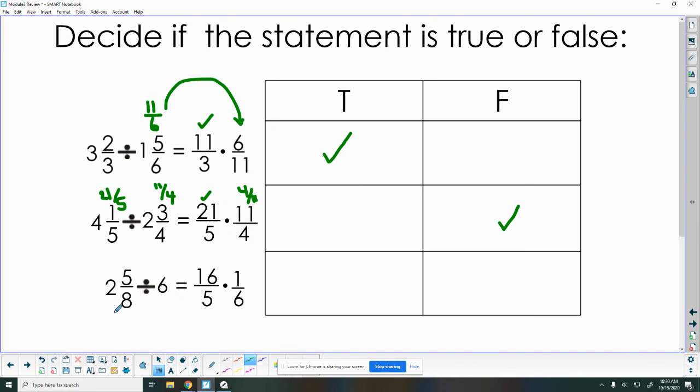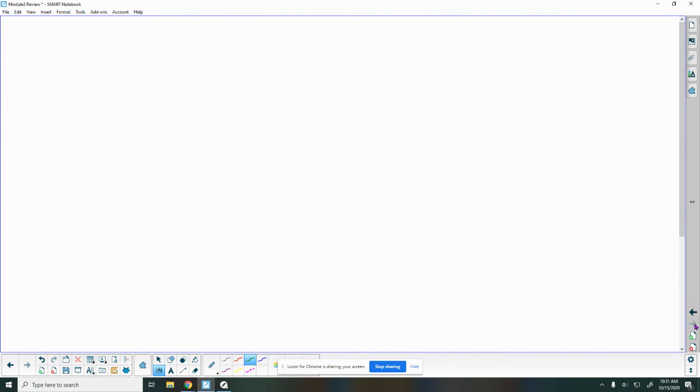Okay, let's check out this last one here. 8 times 2 is 16, 17, 18, 19, 20, 21 out of 8. And we're dividing by 6 over 1. So this should be, they've only got 16 over 5. It looks like they forgot to add in their 5 extra pieces. So we know that one is not true either.